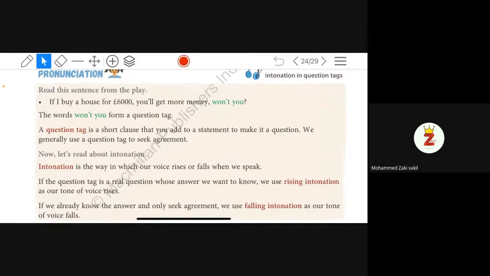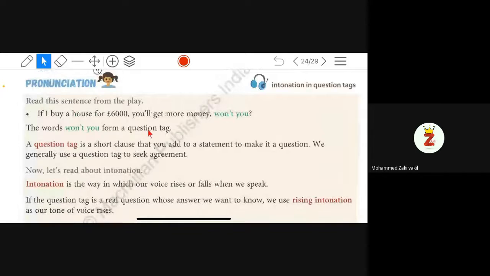Do you all remember we had seen question tags in grammar? We were learning different types of questions: WH questions, yes/no questions, and question tags. If you remember, what is a question tag? A question tag is a short clause that you add to a statement to make it a question. We generally use a question tag to seek agreement. When you ask someone whether you are right or not, that is called seeking agreement. For that we use a question tag.